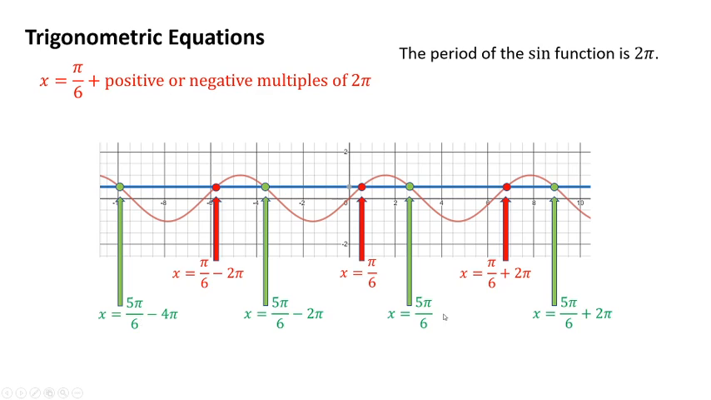So think about what it is for the green ones. Well, they all have a 5 pi over 6 in them, and here we're adding some positive or negative multiple of 2 pi to that solution. So it's the same idea here.